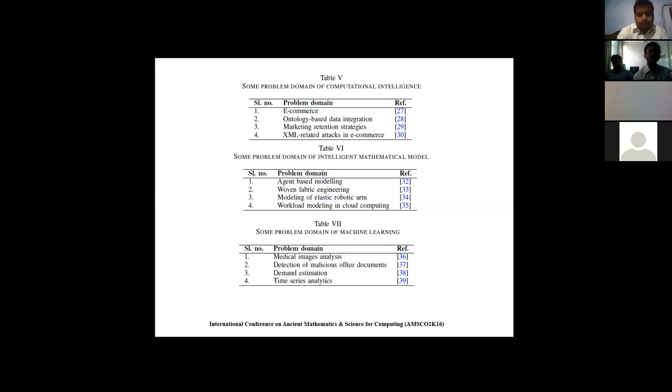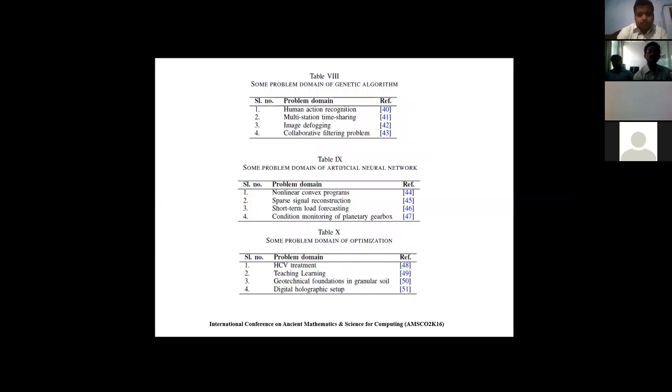office documents, demand estimation, time series analytics. Some problem domains of genetic algorithm: human action recognition, multi-station time sharing, image defogging, collaborative filtering problem. Some problem domains of artificial neural network: nonlinear convex program, sparse signal reconstruction, short-term load forecasting, condition monitoring of planetary gearbox. Some problem domains of optimization: HCB treatment, teaching learning, geotechnical foundation, digital holographic setup.